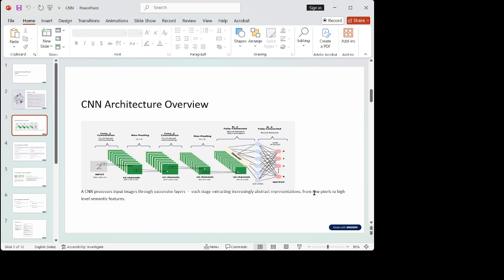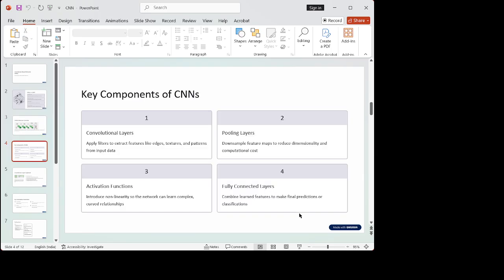A CNN does not need us to manually specify which edges or shapes to look for. The filters are learned during model training. The CNN processes input images through successive layers. Each stage extracts increasingly abstract representations, from raw pixels to high-level semantic features. The key components of convolutional neural networks are the convolutional layer, pooling layer, activation function, and fully connected layers.